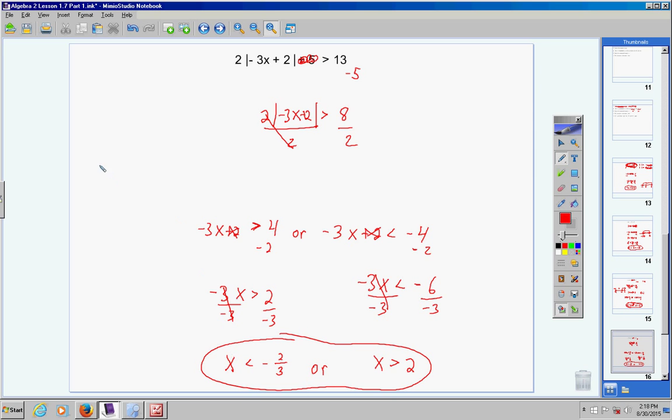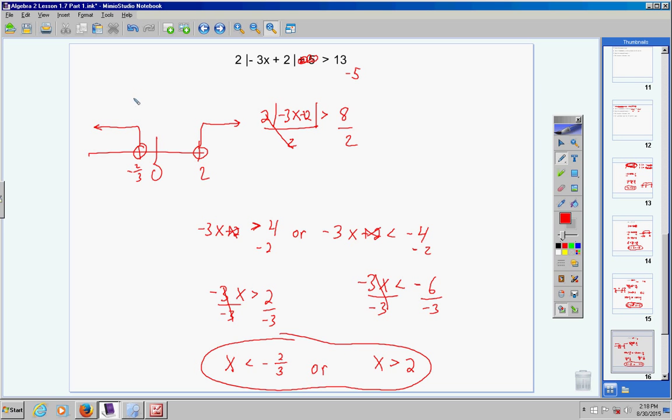Now if I asked you to graph it, here's 0, here's 2, here's -2/3. Open point, x is less than -2/3 going this way. x is greater than 2 going this way. Okay? So there we go. We solved 4 of these.